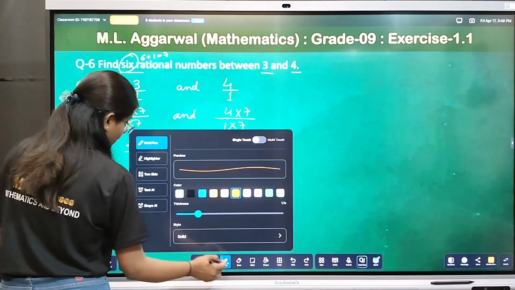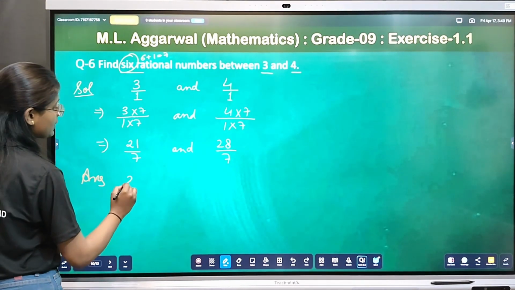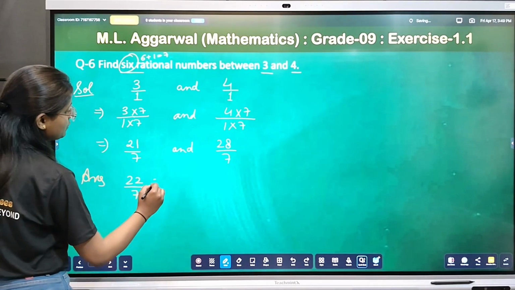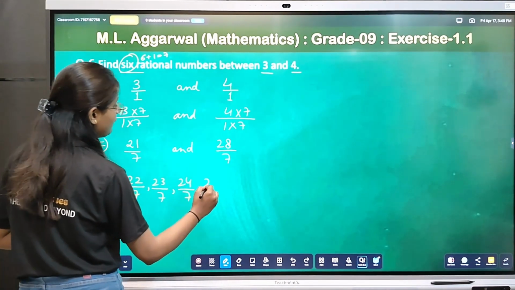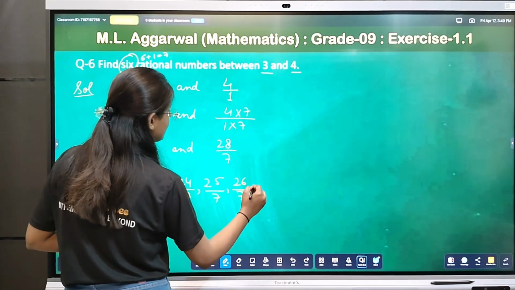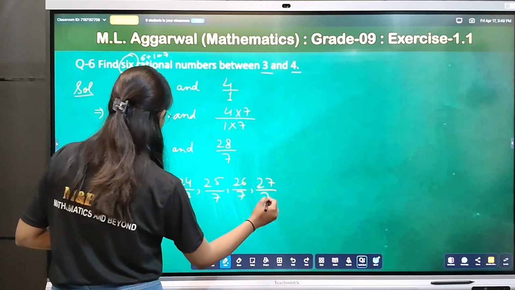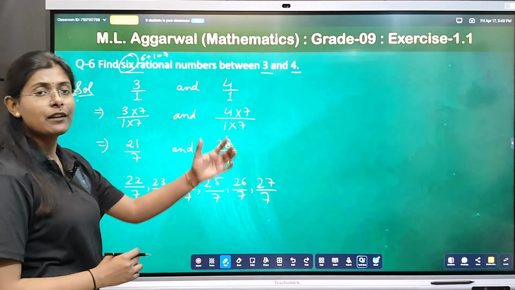Therefore, your answer would be 6 rational numbers are required: 22 upon 7, 23 upon 7, 24 upon 7, 25 upon 7, 26 upon 7 and 27 upon 7. Exactly 6 rational numbers between 3 and 4.